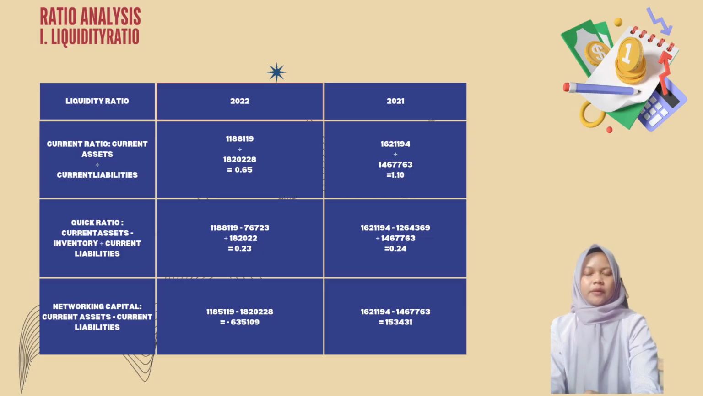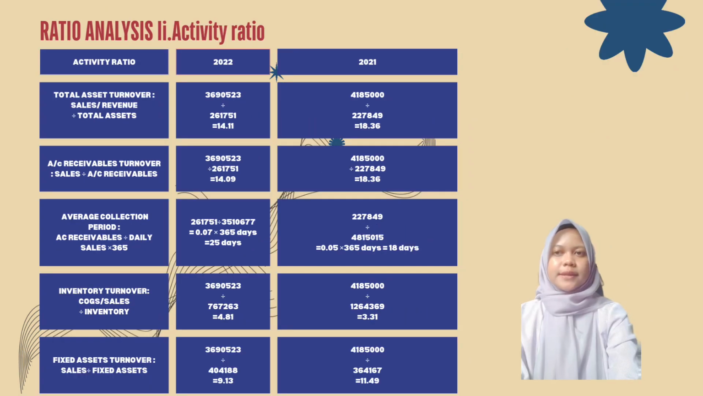I will present trend analysis for Niaga Company for the year 2021 and 2022. Liquidity ratio, current ratio. The current ratio has decreased significantly from 1.10 in 2021 to 0.65 in 2022. Quick ratio has decreased from 0.24 in 2021 to 0.23 in 2022. Total asset turnover has increased from 1.85 in 2021 to 2.03 in 2022.